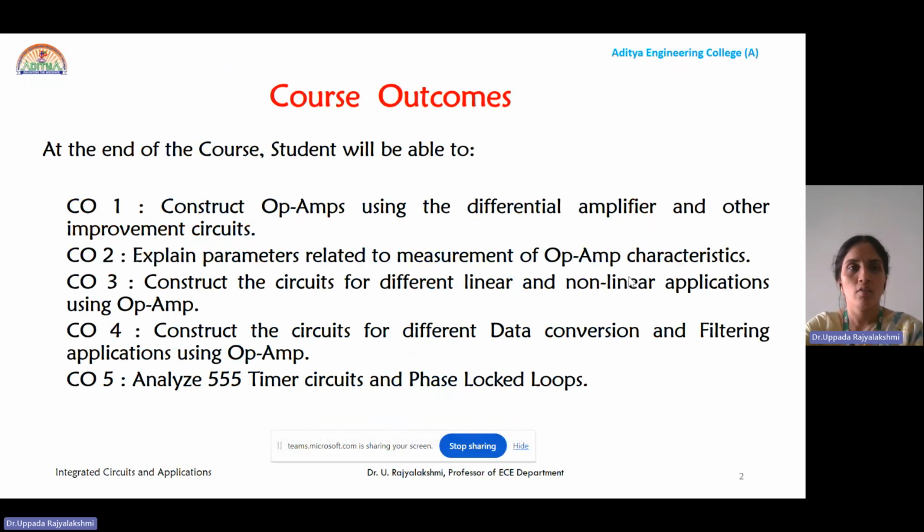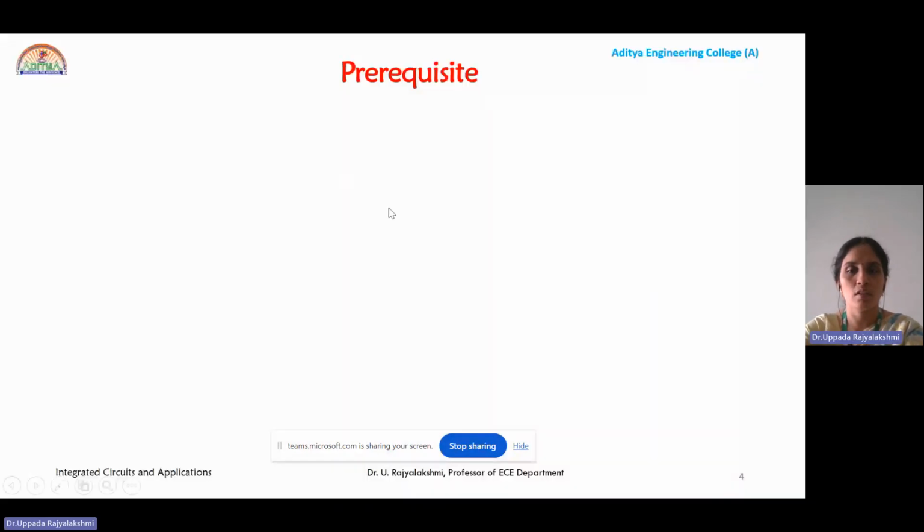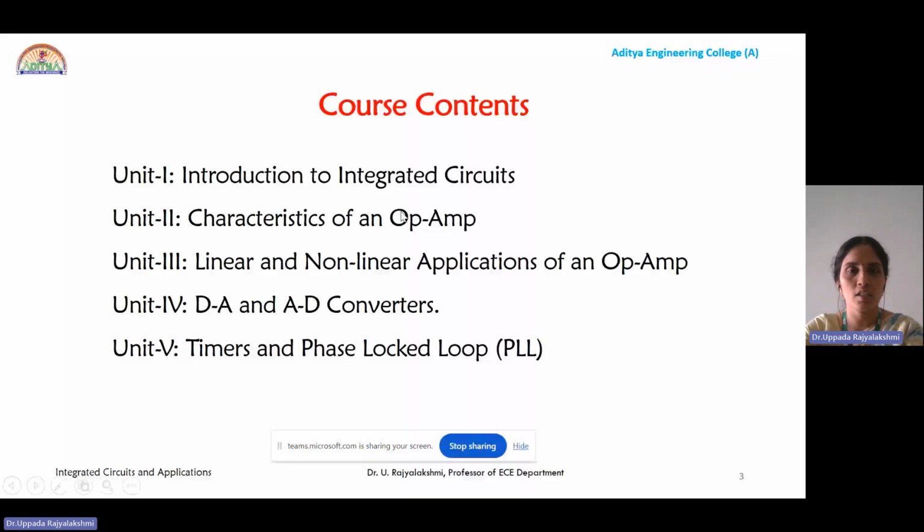In this course, these are the outcomes of Integrated Circuits and Applications. The first course outcome, in the first unit, is that you will be able to introduce the integrated circuit, understand what an integrated circuit is, and construct a basic integrated circuit using a differential amplifier. Later we will discuss the importance of several factors which affect the basic performance of the integrated circuit.